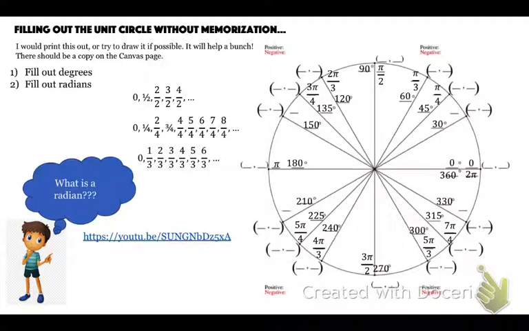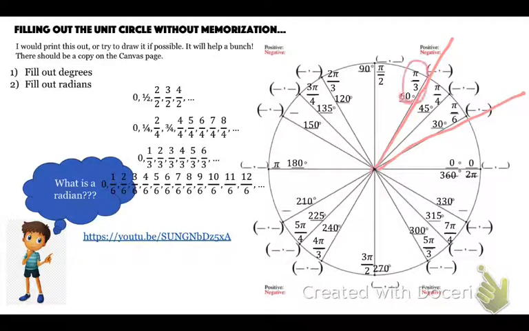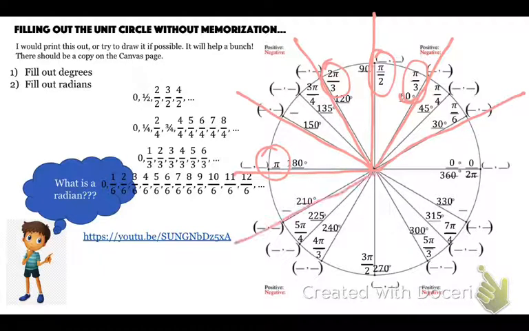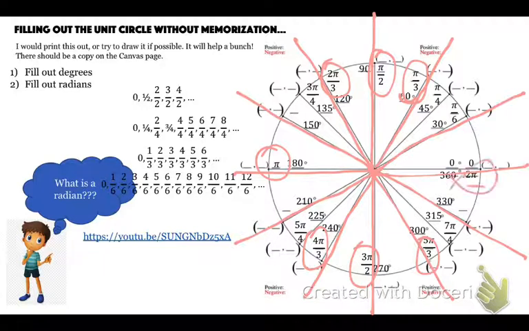Okay, and the last one, 30 is a sixth of 180, so that's going to be pi sixths. We can count by sixths, and notice we have a ton of these repeating that we don't even have to really write down again. So this would be 1/6, 2/6 we already have, 3/6 we already have, 4/6 we already have. 5/6, we don't have that one. 6/6 we already have, 7/6 don't have that one, 8/6, 9/6, 10/6 already have, 11/6 don't have it, 12/6 already have it.